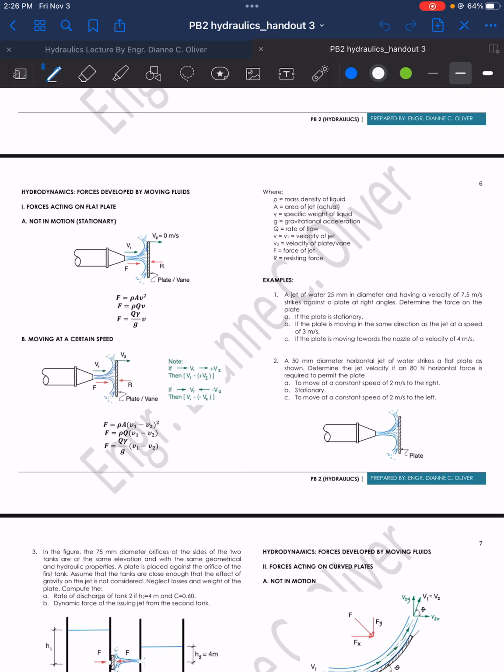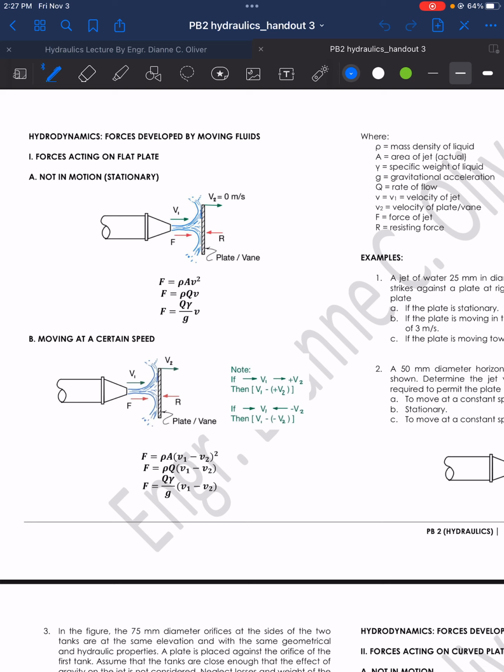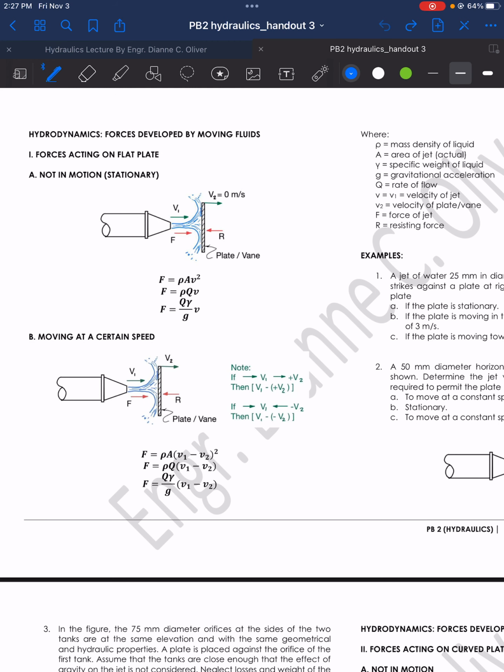Now, here in these forces acting on a flat plate, we have 2 cases. The first one is when the plate is not in motion, or that is stationary. So we can see the velocity of the plate is 0 meter per second. Having the release of water here, the jet velocity V1, and then the force exerted by the jet, and then we have here the formula for a stationary plate.